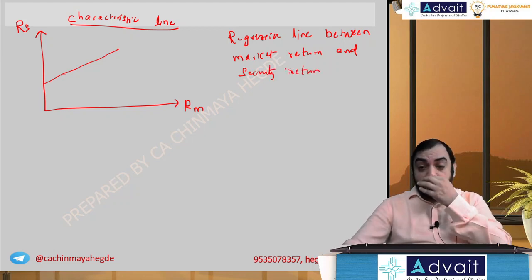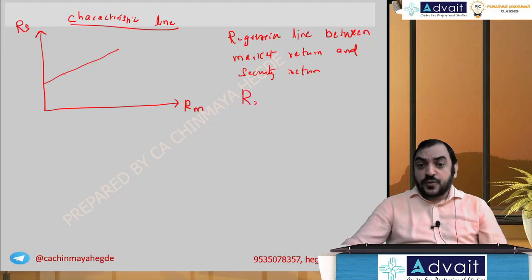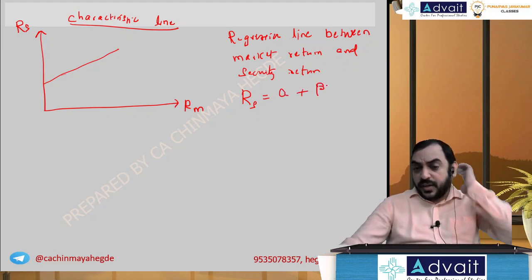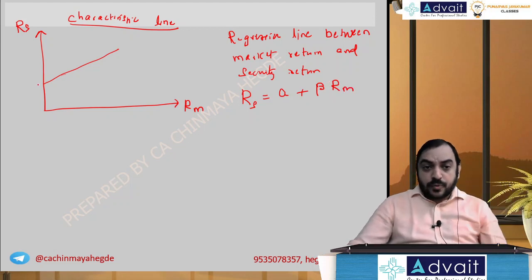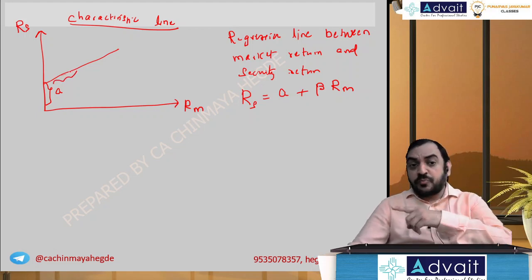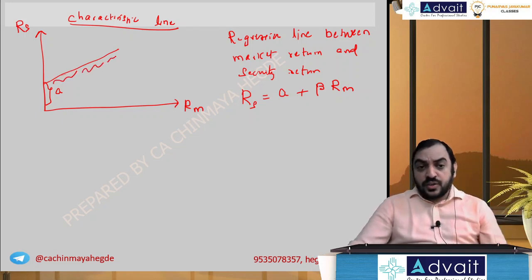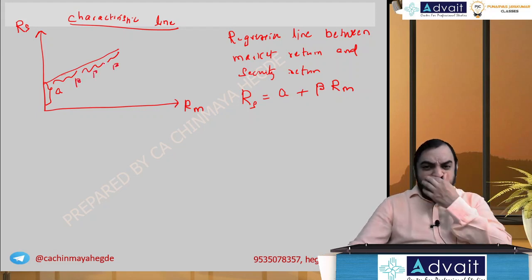Market return and security return, that is given by: return of security is dependent on return of market. So return of security is A plus B or beta into return of market. The starting point is called A, or some people say alpha, and by how much 1 unit of market will give you 1 unit of RS, that is going to give you beta. And this is regression line.